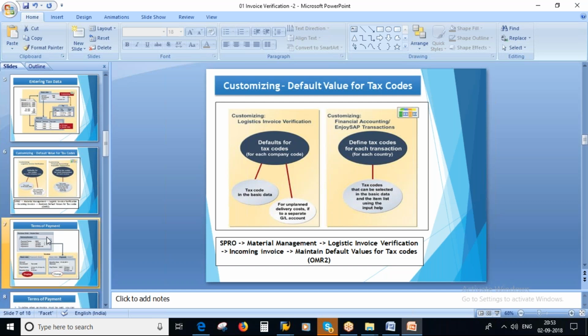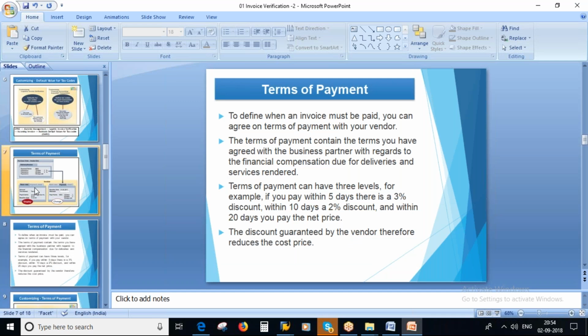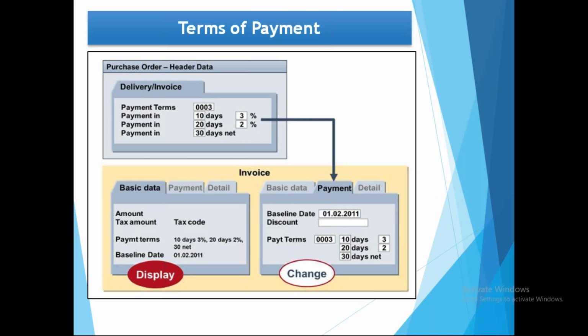Now we'll discuss the terms of payment. So what is terms of payment? Sometimes you will have an agreement with your vendor that if you make the payment within 10 days of the due date, he will give you a 3% discount. If you make the payment within 20 days of the due date, he will give you a 2% discount. And if you make the payment in 30 days, he will not give you any kind of discount. So these kinds of things are handled in terms of payment.